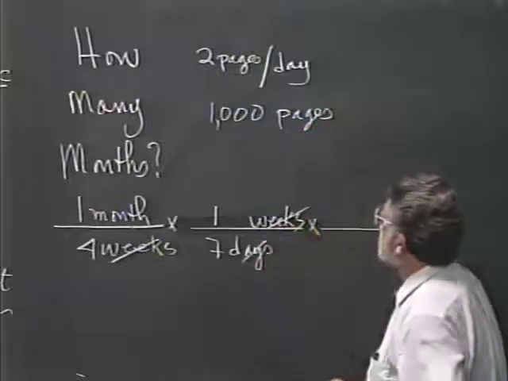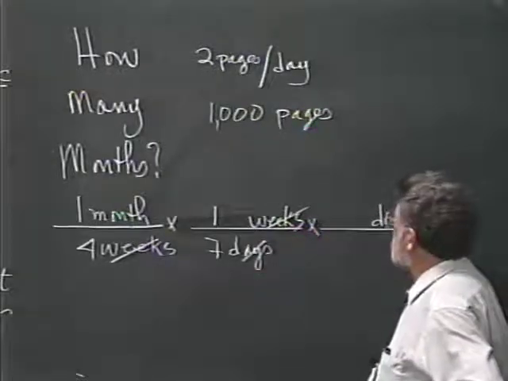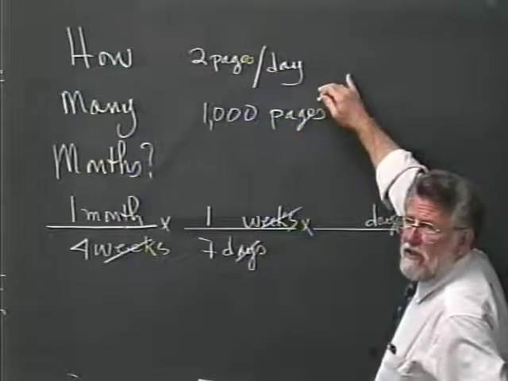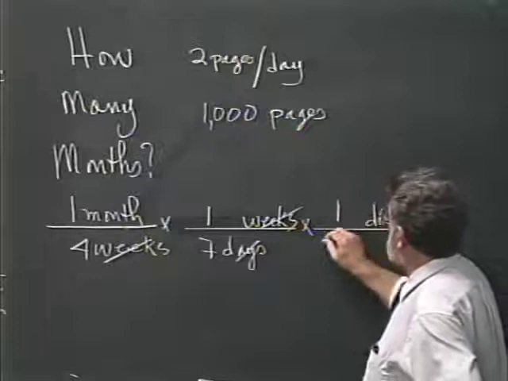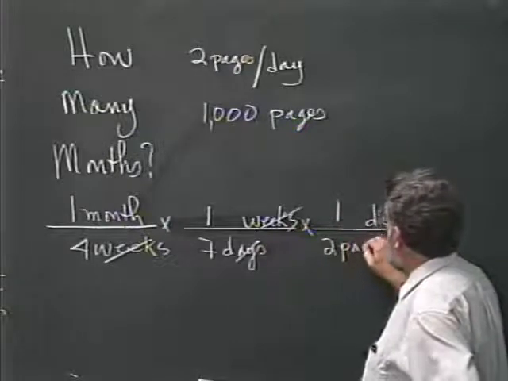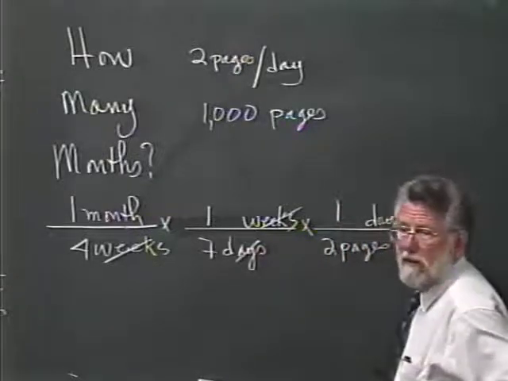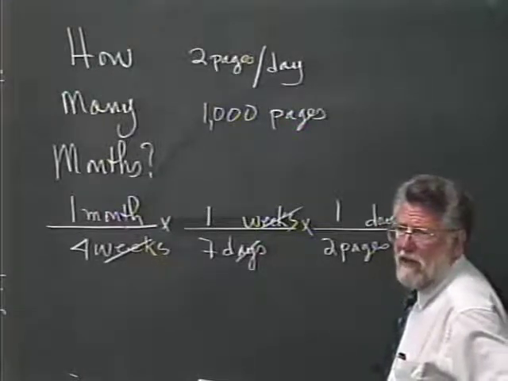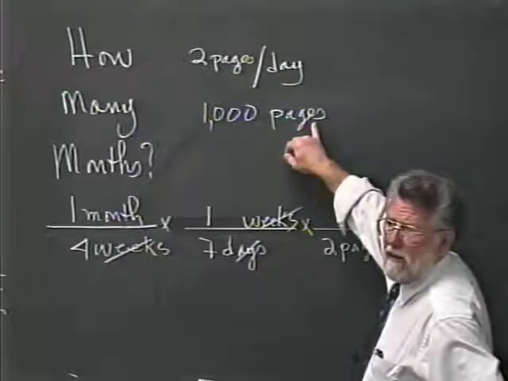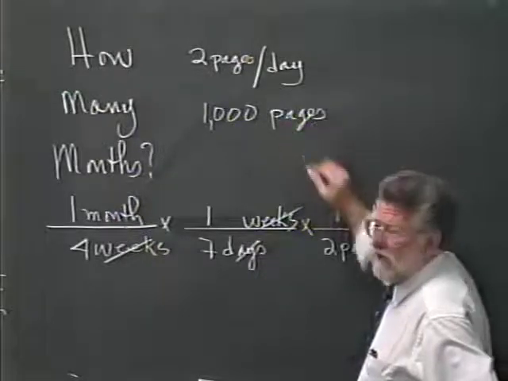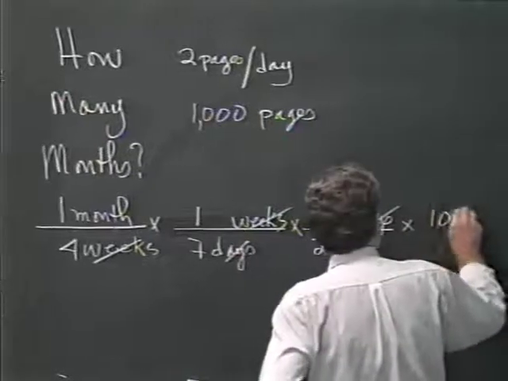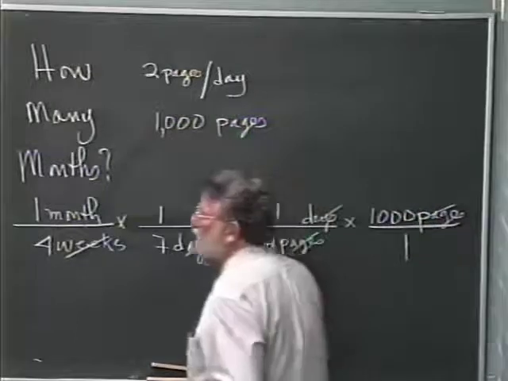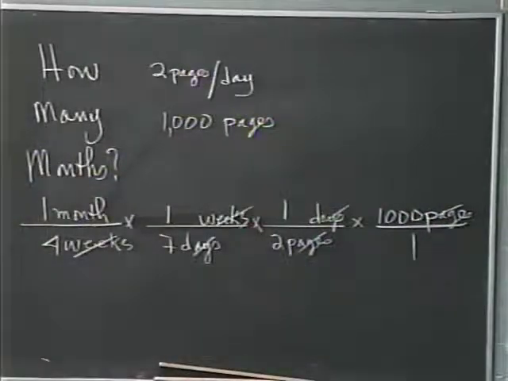And now, remember, I'm with 2 pages per day, so couldn't I go ahead and use this to say 1 day is, no, 2 pages. Otherwise, use as much information from the problem as I can, because I'm going to multiply by what? 1,000 pages. Because the pages now will what? Cancel.